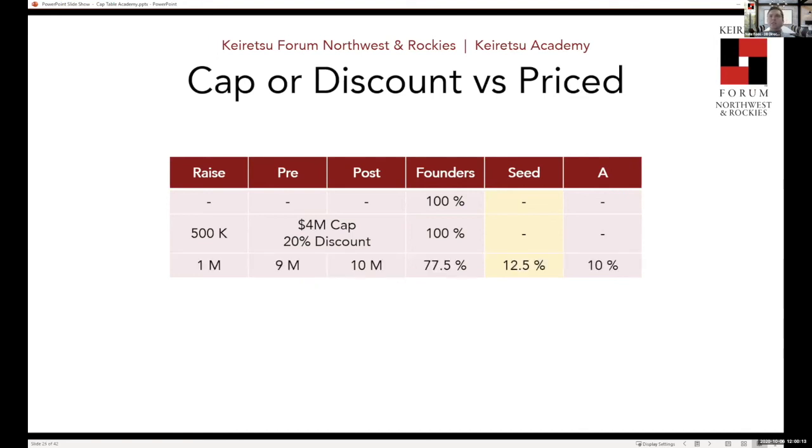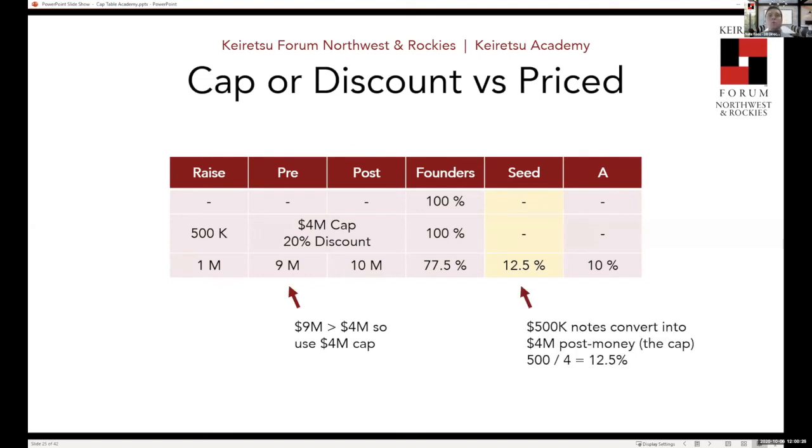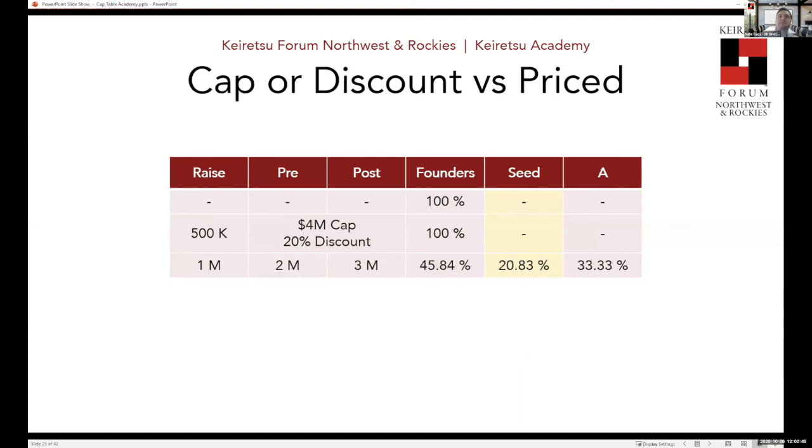To look at how these convert and how that plays out on the cap table, we can see here that the company has raised its next round at a valuation higher than that 4 million cap. So we're going to go ahead and use the 4 million cap here. Now the note holders, if you think back to the prior round, they invested $500,000. That's going to convert into that 4 million post-money cap for 12.5% of the company. And then the math is pretty much the same for the other investors. The A round put in 1 million on a 10 million post-money for 10%, and then the founders get what's left at this early stage.